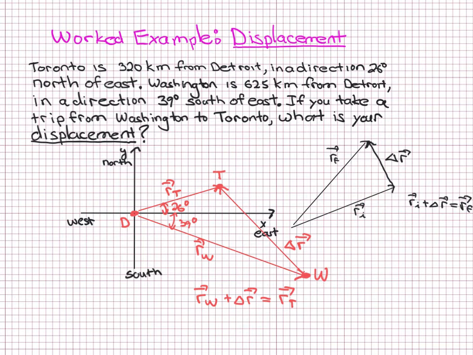And now what we want to know in this problem is what is our displacement delta r. So all I've got to do is to rearrange this equation. I can solve for delta r. I'm just going to subtract r sub w from both sides, and I get my displacement delta r is just r sub t minus r sub w. Okay, so this represents an expression for the displacement, but we're really not done yet. I'd like to give a numerical answer for what the displacement vector is.